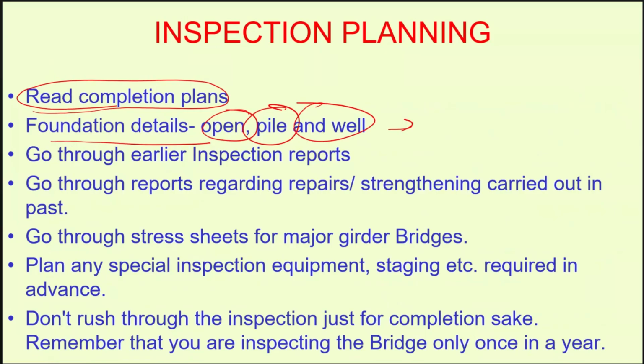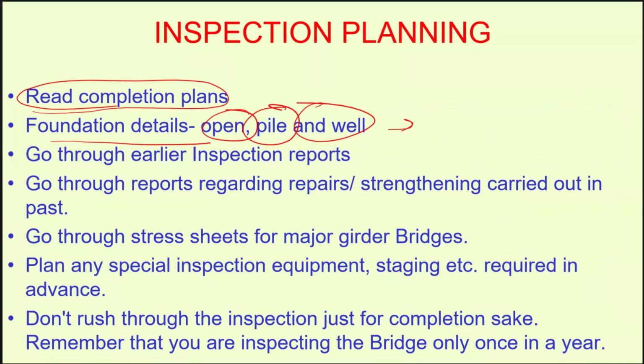Then go through the earlier inspection reports. Recording of defects in the bridge is important. Similarly, the recording of the readings of the earlier inspection reports is important, because you will understand the behavior of the bridge. Then go through reports regarding repair and strengthening carried out in the past. You must know the past history of the bridge. Is any repair done or not? If it is done, then where and why it has been done. All those things you should know. And then you need to inspect those areas where it has already been repaired again very religiously.